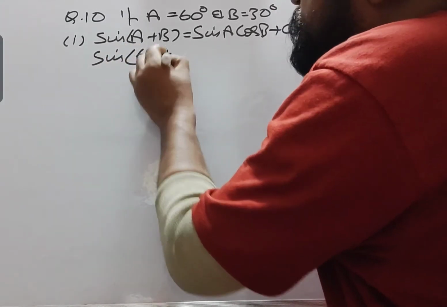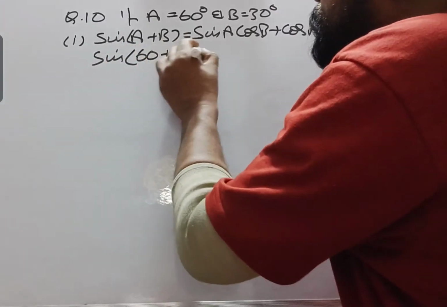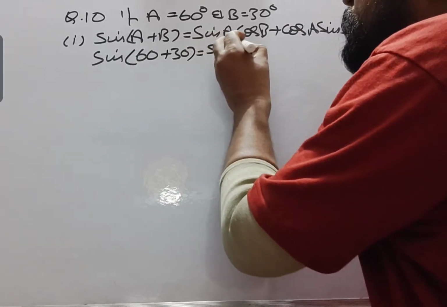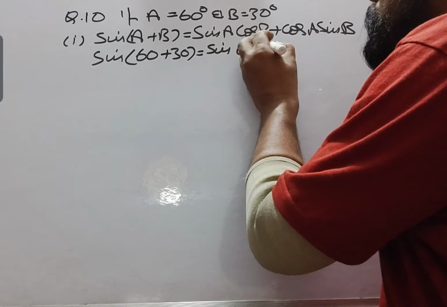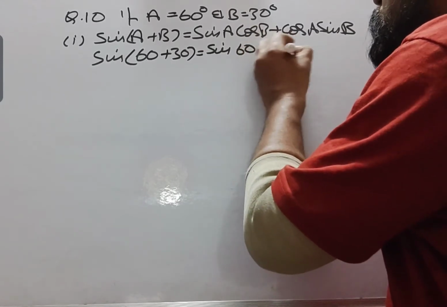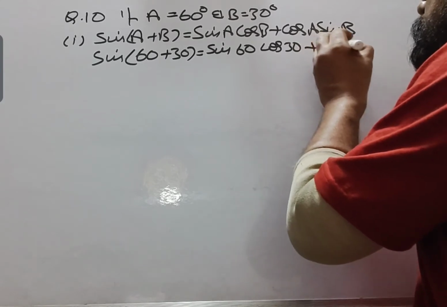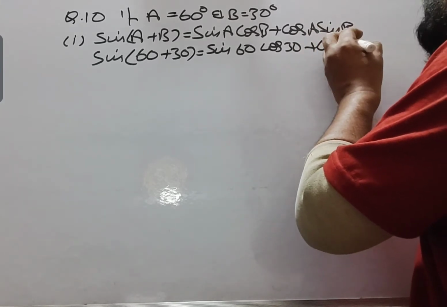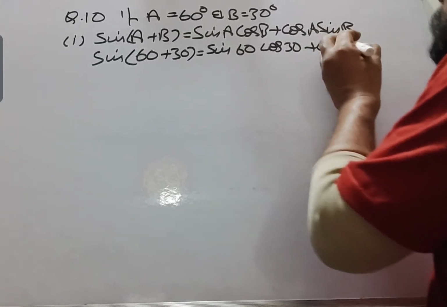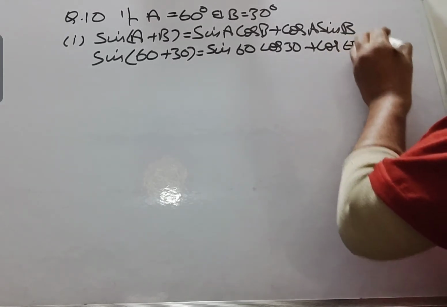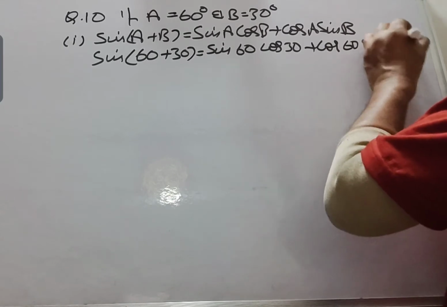Sin A is 60 and B is 30, so sin(60 + 30) is equal to sin 60 cos 30 plus cos 60 sin 30.